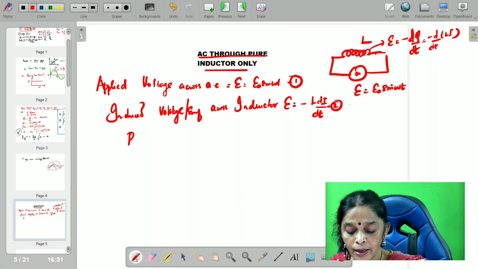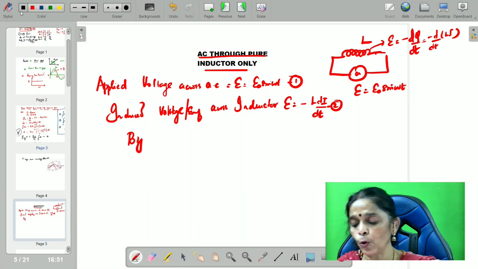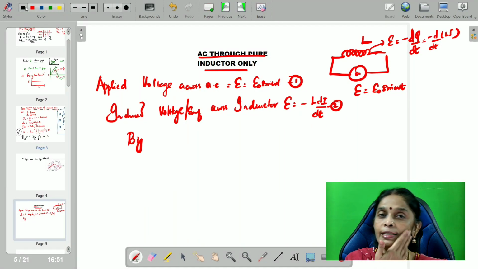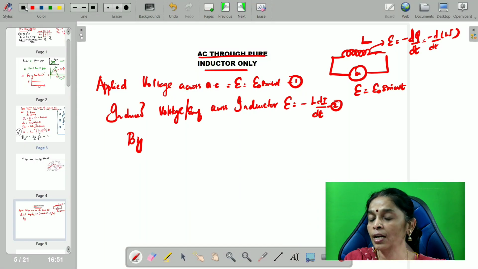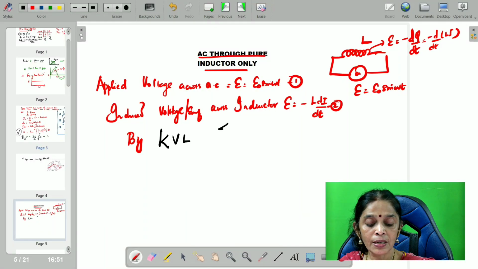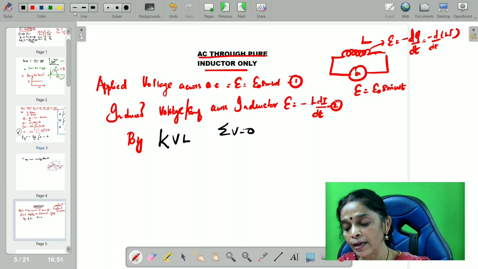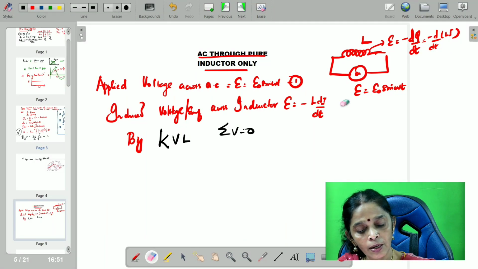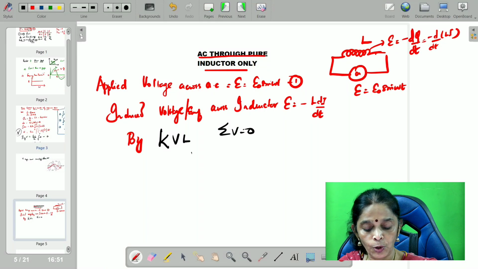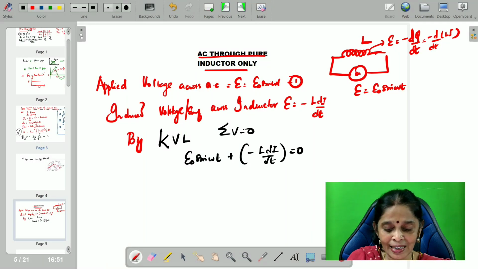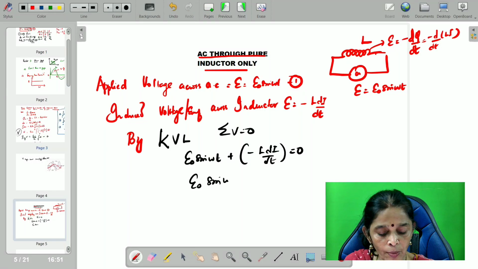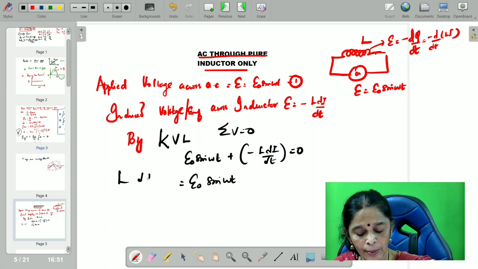But by Kirchhoff's voltage law, what is Kirchhoff's voltage law, children? Can you recap and tell me what are the two laws you learned in Kirchhoff's? Current law and voltage law. The algebraic sum of the currents flowing through a junction is equal to 0. That is the current law, sigma I is equal to 0. By KVL, Kirchhoff's voltage law, sigma V is equal to 0. So E naught sin omega t plus minus L into di by dt is equal to 0. Putting it to the right hand side, E naught sin omega t is equal to L into di by dt.